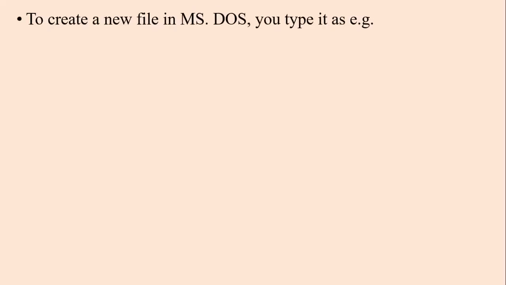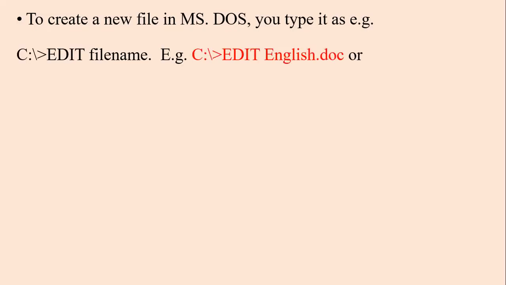What about if you want to create a new file in Microsoft Disk Operating System? In this case, what you do is you type the following on the command prompt. So the command prompt will be C:\. Once that command prompt appears, type the command edit followed by a space and then the name of the file that you are creating, which is file name.